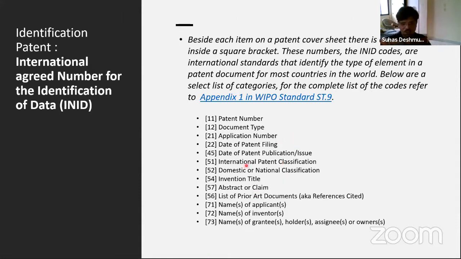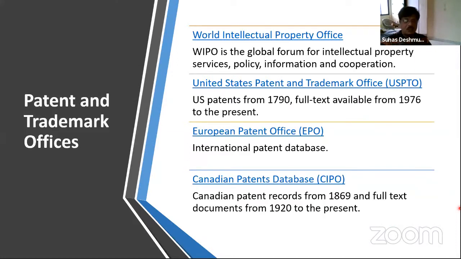So date of patent, publication, issue, international patent classification, domestic or national specific classifications, what is its title, abstract or claims, then list of the art documents or pictures, or what are the names of inventors, applicants, grantees, holders, assignees, and owners. All this comes into this.